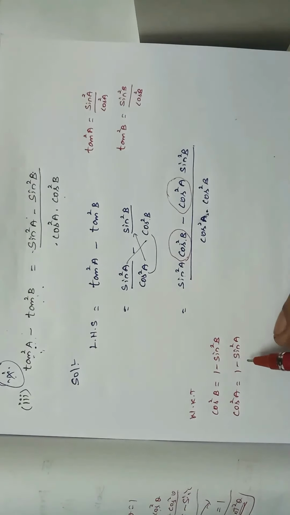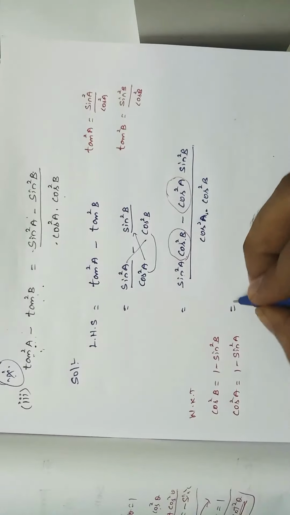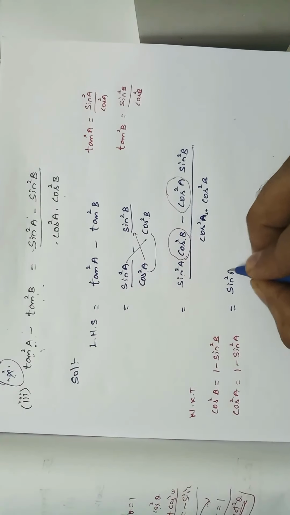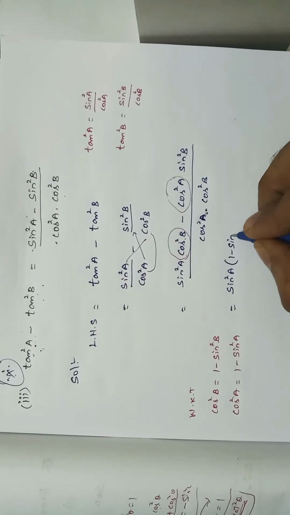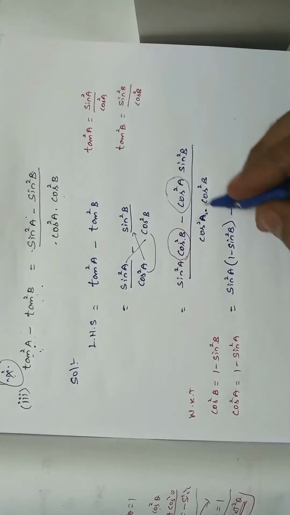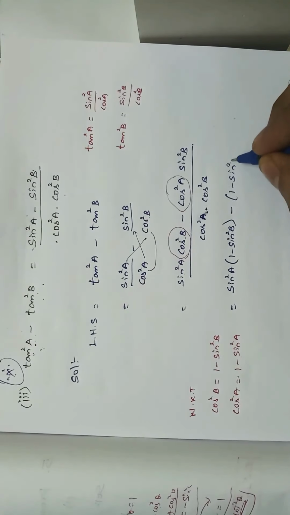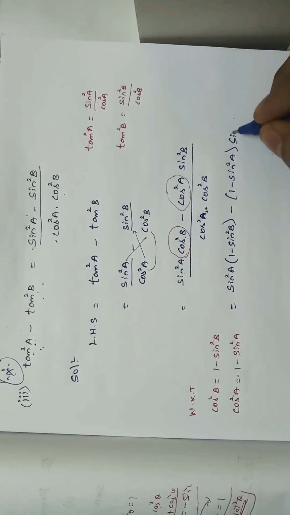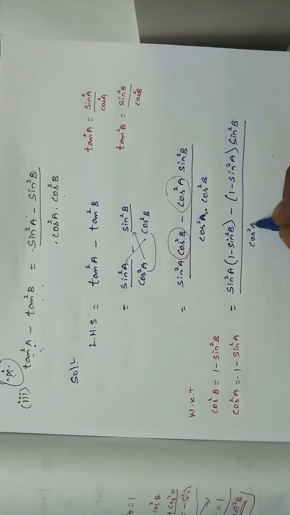Instead of cos square a, what am I going to substitute? 1 minus sin square a, right? So it is equal to sin square a into bracket, what is cos square b? 1 minus sin square b, minus cos square a is equal to 1 minus sin square a, into sin square b, divided by cos square a into cos square b, right?